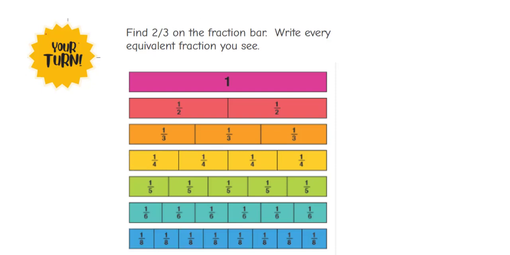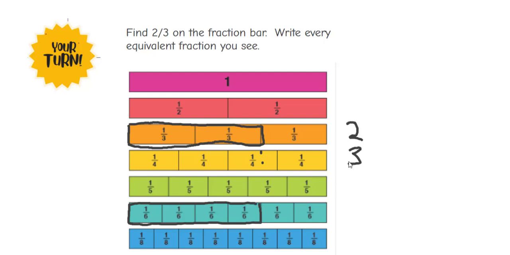Find 2/3 on the fraction bar, right? Every equivalent fraction that you see, pause, and then come back. First thing I'm going to do is find that 2/3. My 3 is the denominator, so I just look at the fractions that have a 3 at the bottom, and then I know that I need 2 of those. I'm going to just make a little invisible line going down, and I found one right here. There's only one other, and it's in the 6ths, and we have 4 of them. So 2/3 equals 4/6.